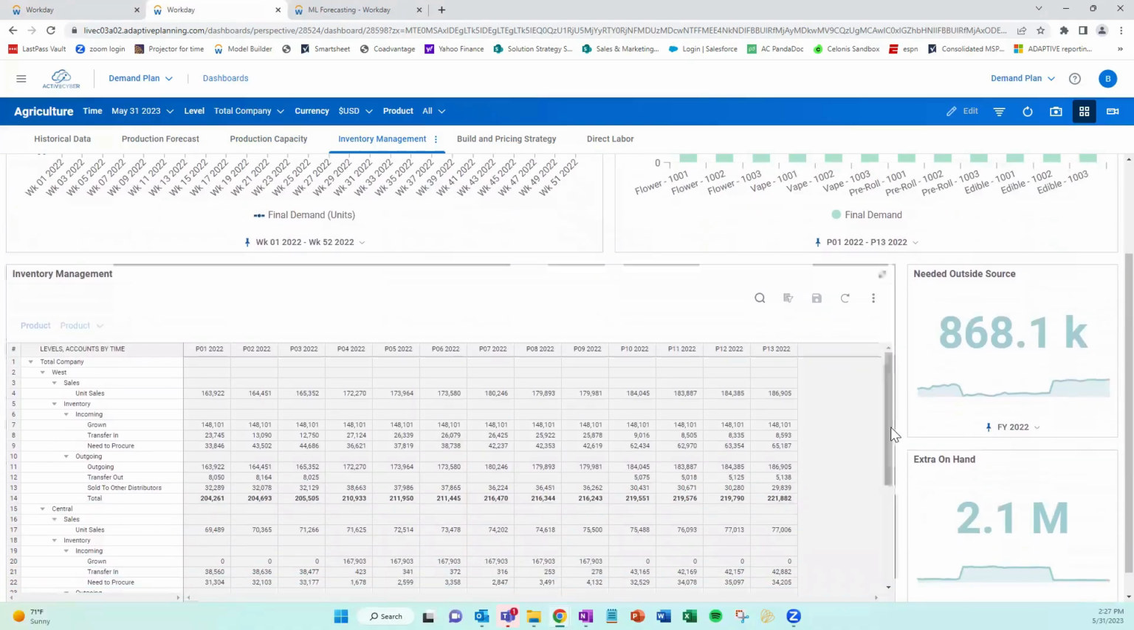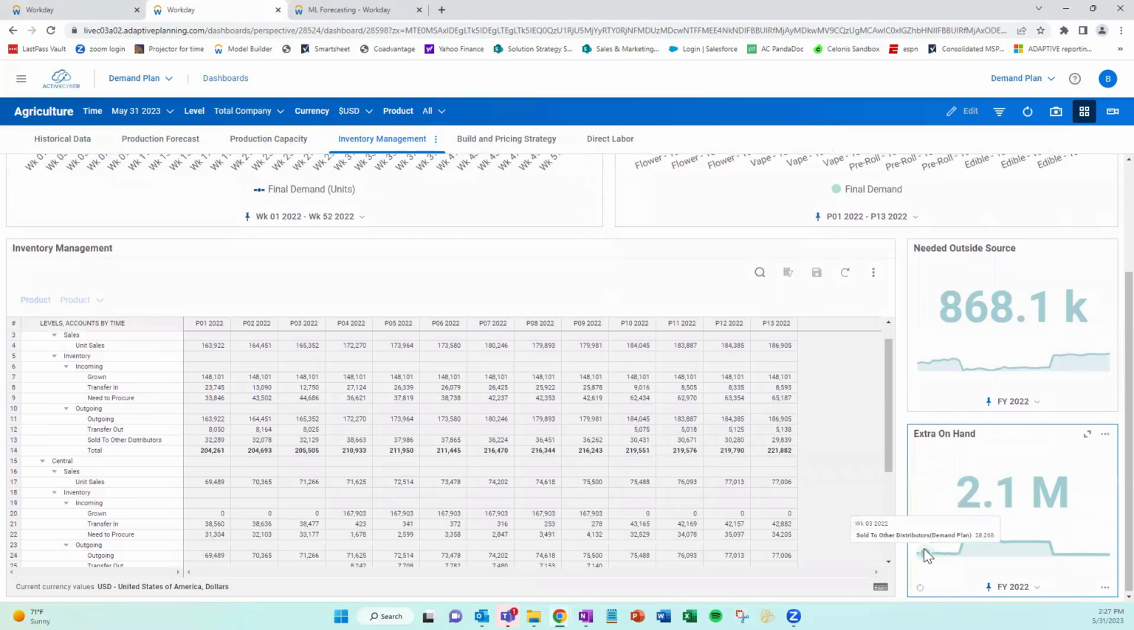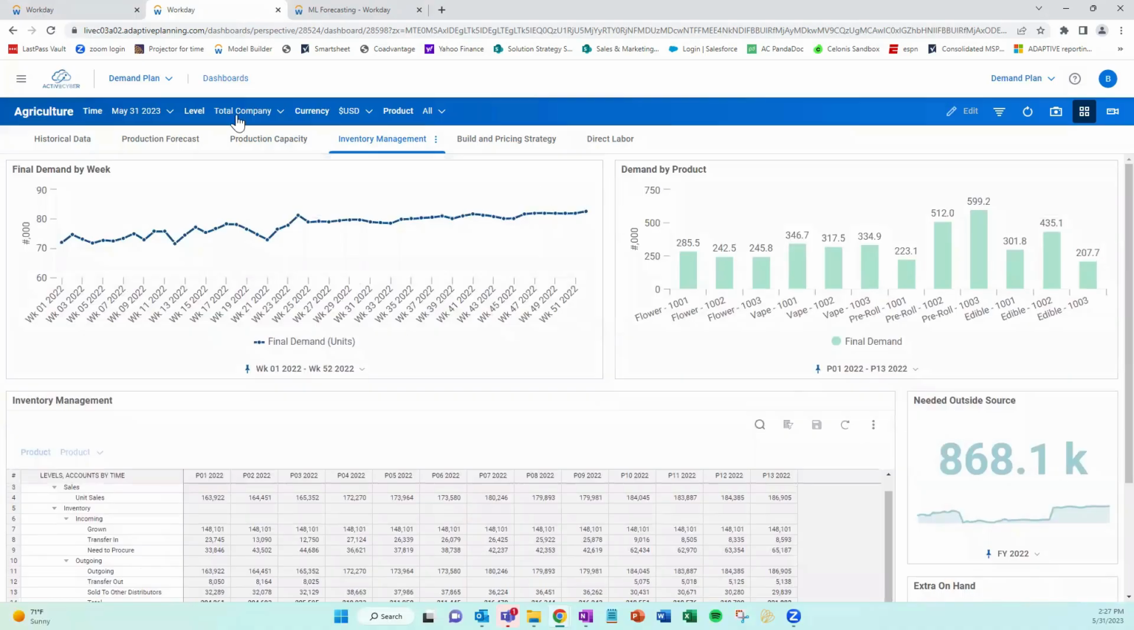We're able to see for the entire year what we have extra on hand week by week through the micro chart, as well as what we need to outsource to make sure we can fulfill our demand.